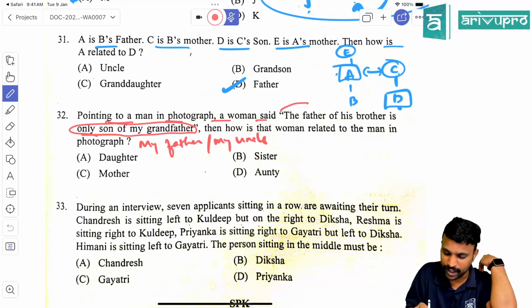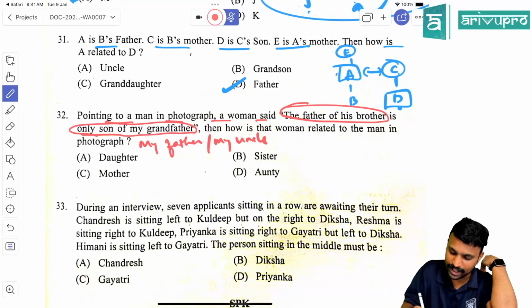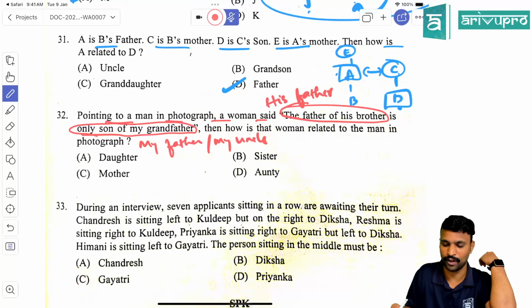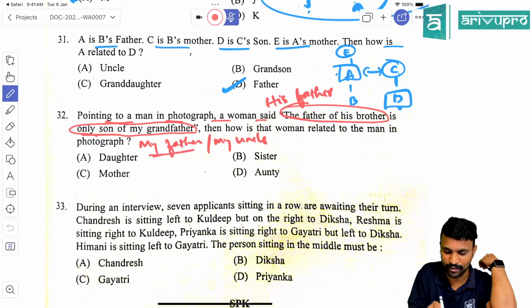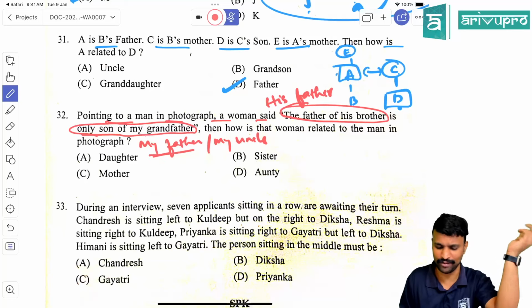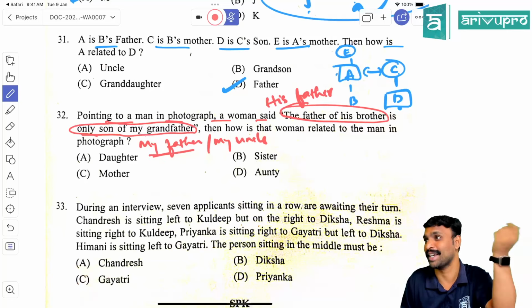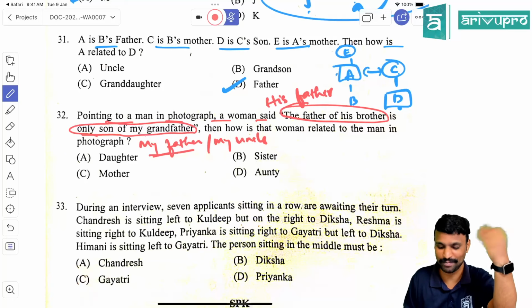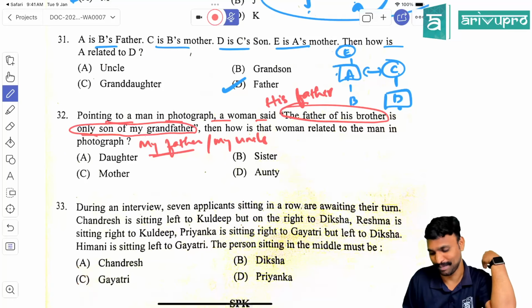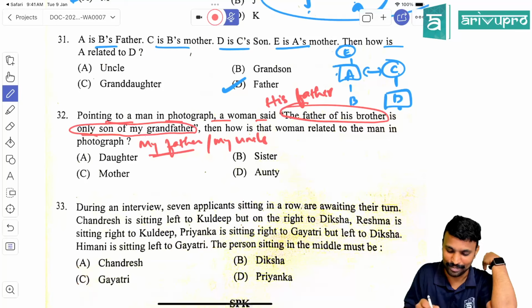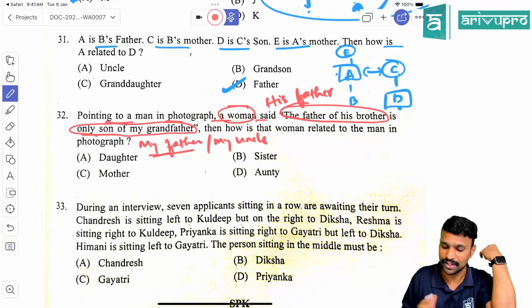Guys, the father of his brother is nothing but his father only. His brother's father is his father. His father is my father. If his father is my father, he is my brother. Yes or no? If his father is my father also, he is my brother. Who is me actually here? Me refers to the speaker. The speaker is a woman. So woman is sister to the, he means who? The man. Woman is a sister to the man.